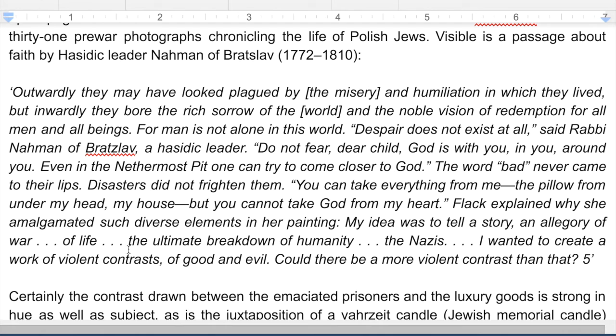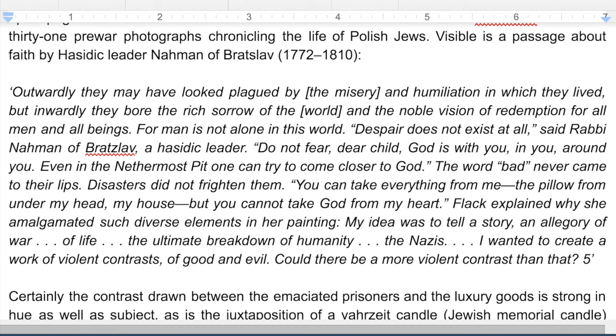It says here, outwardly they may have looked plagued by the misery and humiliation in which they lived, but inwardly they bore the rich sorrow of the world and the noble vision of redemption for all men and all beings. For man is not alone in this world. Despair does not exist at all, said Rabbi Nahum of Bratslav, a Hasidic leader. Do not fear, dear child. God is with you, in you, around you. Even in the nethermost pit, one can try to come closer to God. The word bad never came to their lips. Disasters did not frighten them. You can take everything from me, the pillow from under my head, my house, but you cannot take God from my heart.